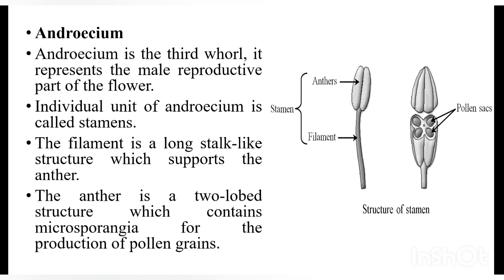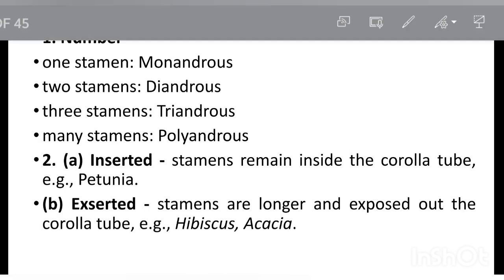A stamen consists of a long filament and an anther. The filament is a long stalk which supports the anther. The anther is two-lobed, and contains microsporangia for the production of pollen grains.